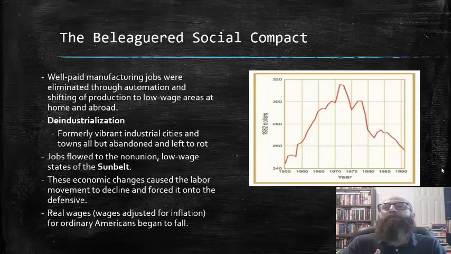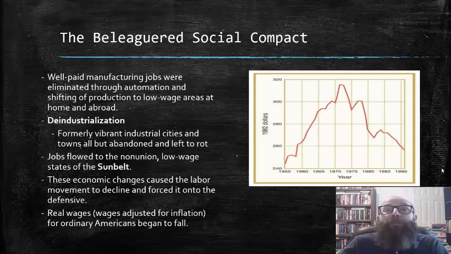This period saw the virtual collapse of the American manufacturing industry, which had formerly been the backbone of the American economy. Well-paid manufacturing jobs were eliminated through automation, advances in technology, and the shifting of production to low-wage areas at home and abroad. This led to a period of deindustrialization in the United States, and many formerly vibrant industrial cities, places like Detroit and Pittsburgh and other towns, were all but abandoned and left to rot and essentially became shadows of their former selves.